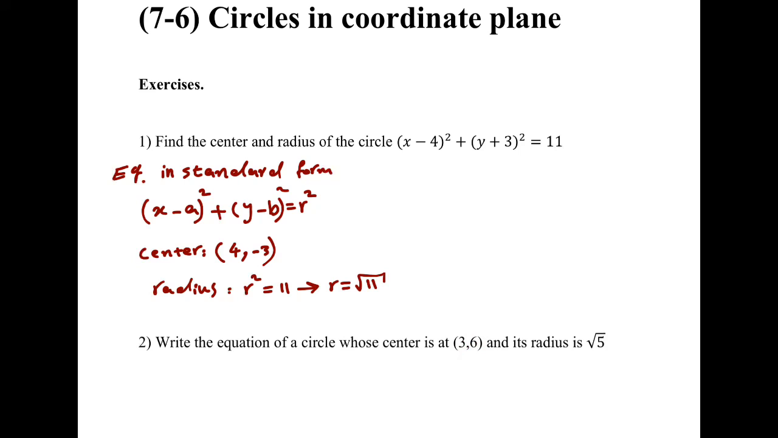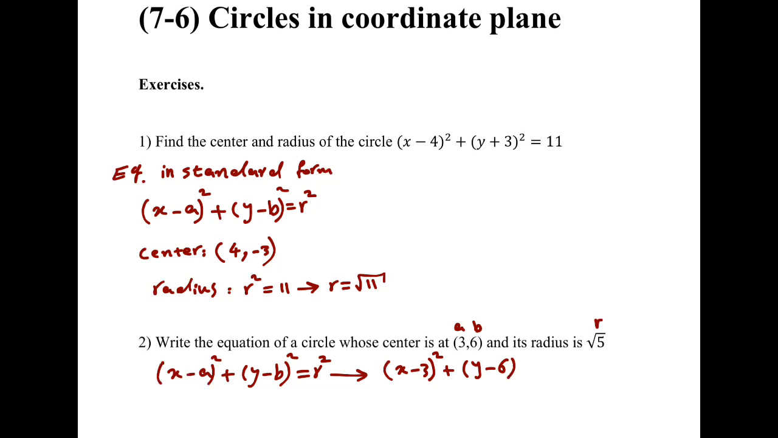So let's do that. The equation is given by x minus a squared plus y minus b squared equals r squared. So now let's replace. A is 3 and b is 6 here, and that's the radius. So let's just replace here. X minus 3 squared plus y minus 6 squared equals r squared. So root 5 squared is just 5. And that's the equation. Okay.